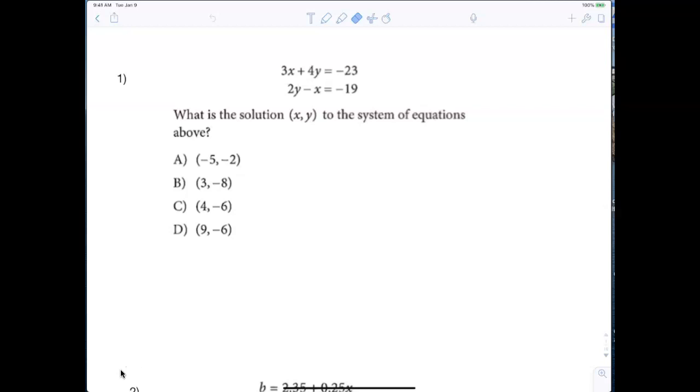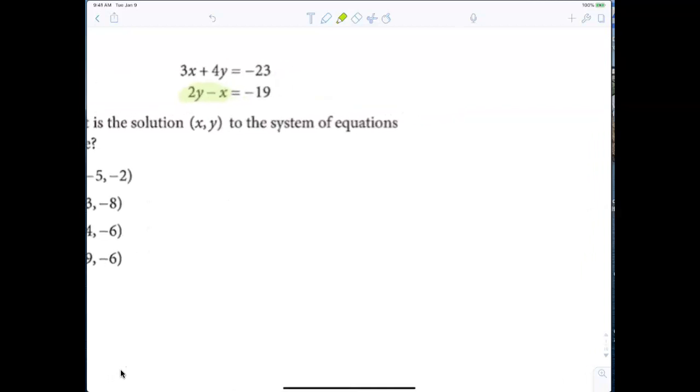All right, everybody take a look at number one. Now, they tried to throw you off on number one by just doing what? Yeah, they put it in the wrong order, so don't be confused by that. You'd be surprised how many kids just don't look at the x and y. They just multiply and try to eliminate. So be careful with that. So now I want to write 3x plus 4y equals negative 23. Now when I rewrite it, it should be rewritten as negative x plus 2y equals negative 19.